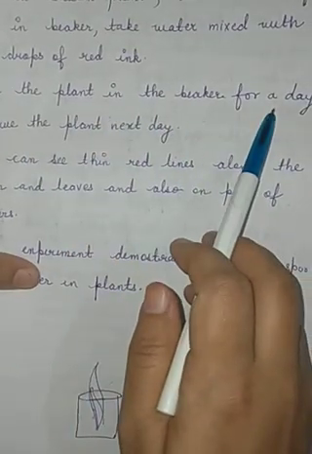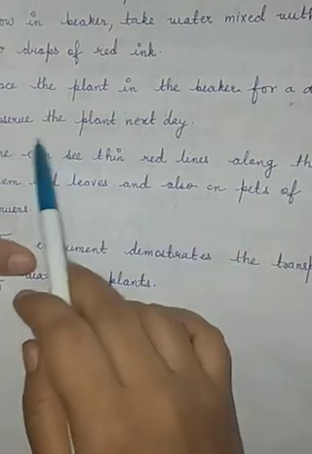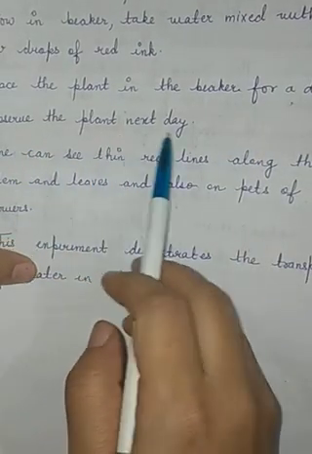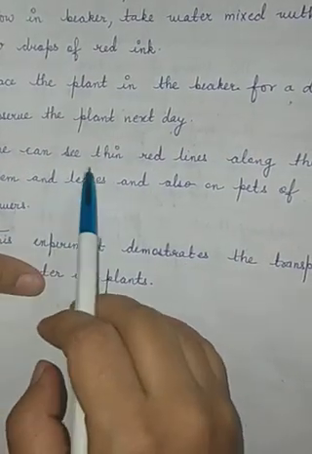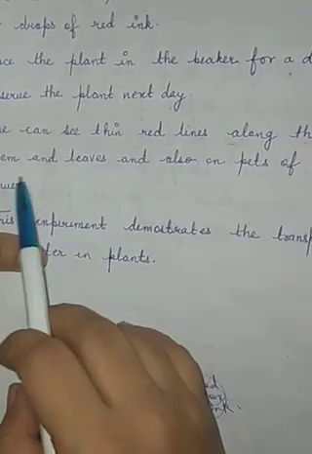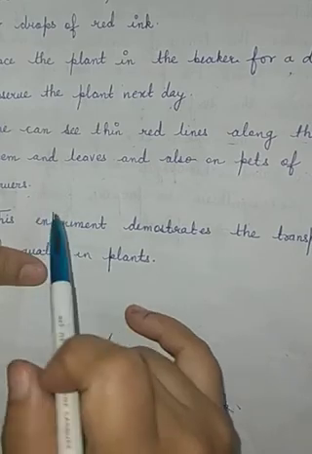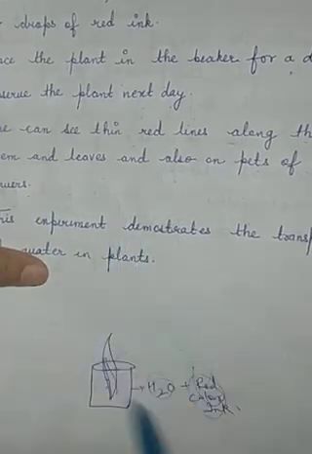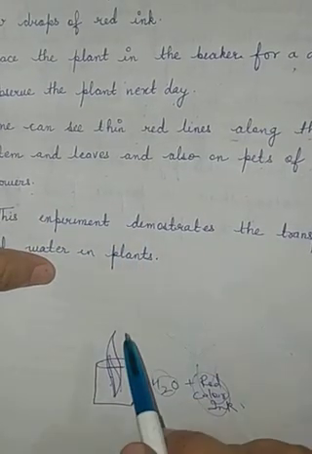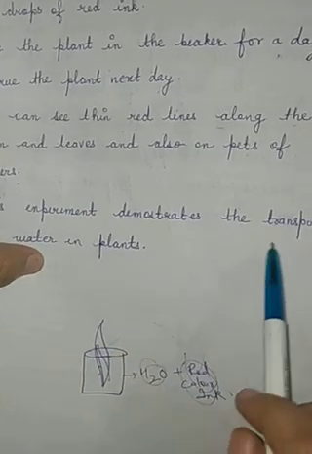So you have to keep this plant in a beaker for a day, and when you observe the plant the next day, you can see a thin red line along the stem and leaves and also in the petals of the flower. You can see that the leaves and stems have a thin red line, and this demonstrates the transportation of water and minerals.